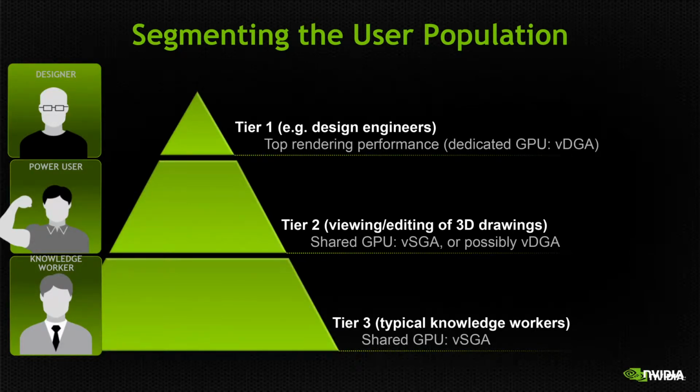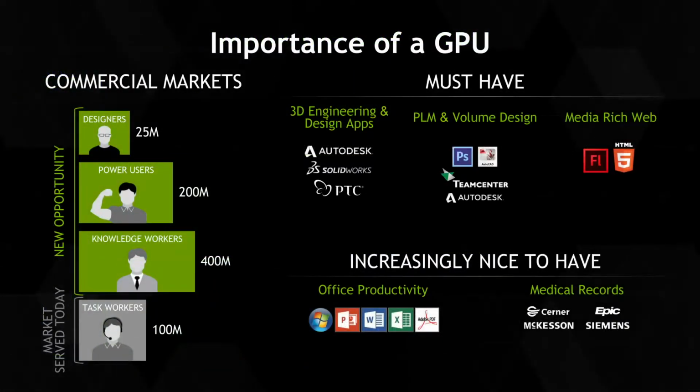From the overall commercial market outlook, if we look at the number of designers, the number of power users and the number of knowledge workers, you can easily see that the knowledge workers and power users together are significantly larger than the designers. So if we can speed up application delivery and application performance for these workers, then we're enabling higher productivity for all these workers.